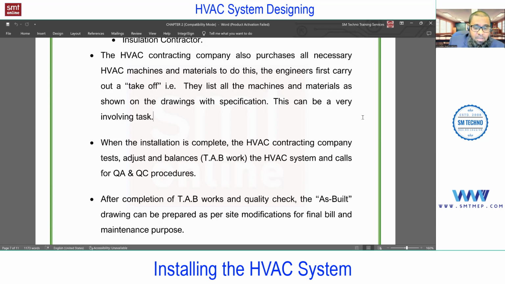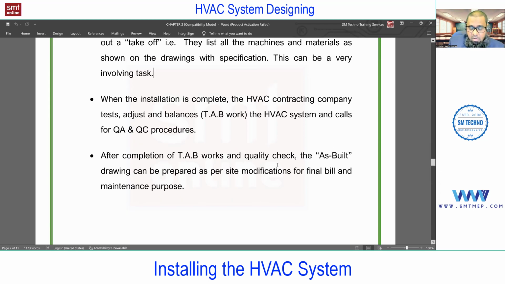I'll get it next. So now you see, after completing the TAB work and the quality check, this QA and QC is also required. Again, this QA and QC will be taken care of by the contracting company, or else the main consultant or the client may appoint a third party for this QA and QC for additional verification in a big project, or else this will be taken care of by the contracting company.